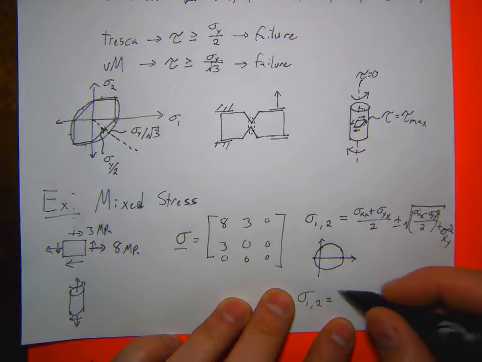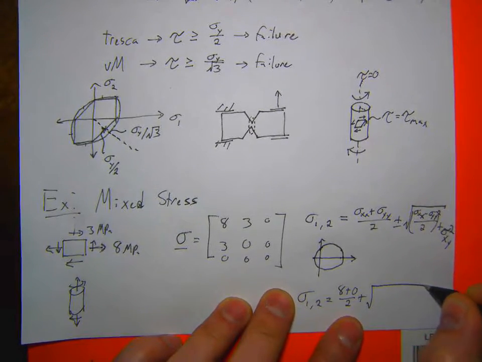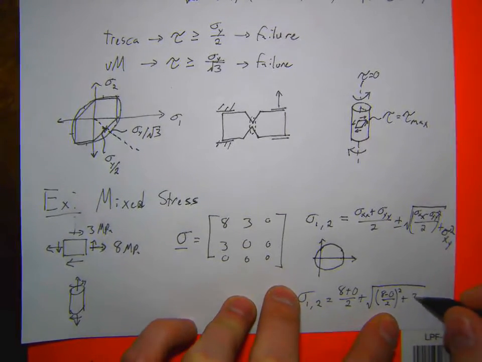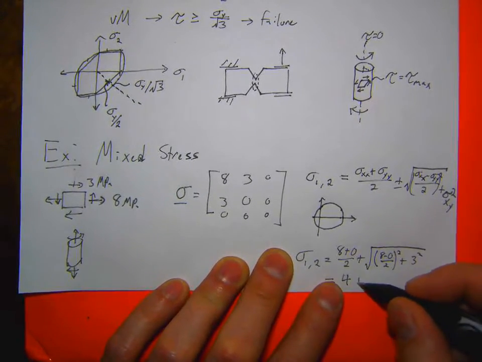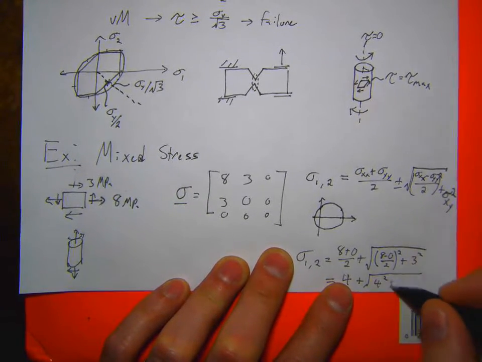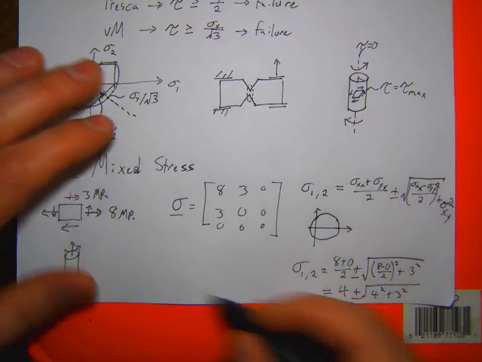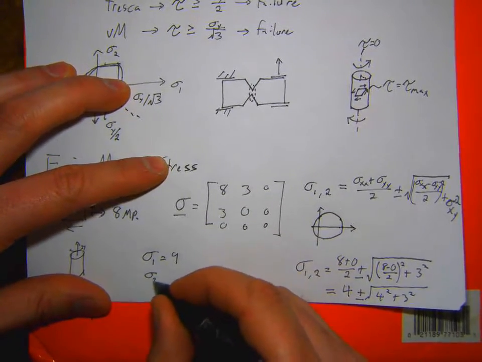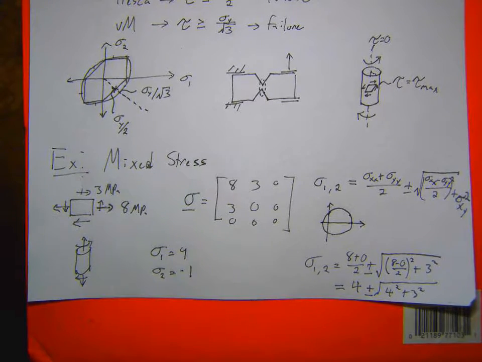If I plug things in for sigma 1 and 2, I have 8 plus 0 over 2, plus or minus the square root of 8 minus 0 over 2, squared, plus 3 squared. I'm going to try to use up all of this paper. That's 4 plus or minus the square root of 4 squared plus 3 squared, which conveniently is 5. So then my principal stress sigma 1 is 9, and my principal stress sigma 2 is negative 1. Yes, cool. Now I can use those two, with some extra paper because I'm running out of room.